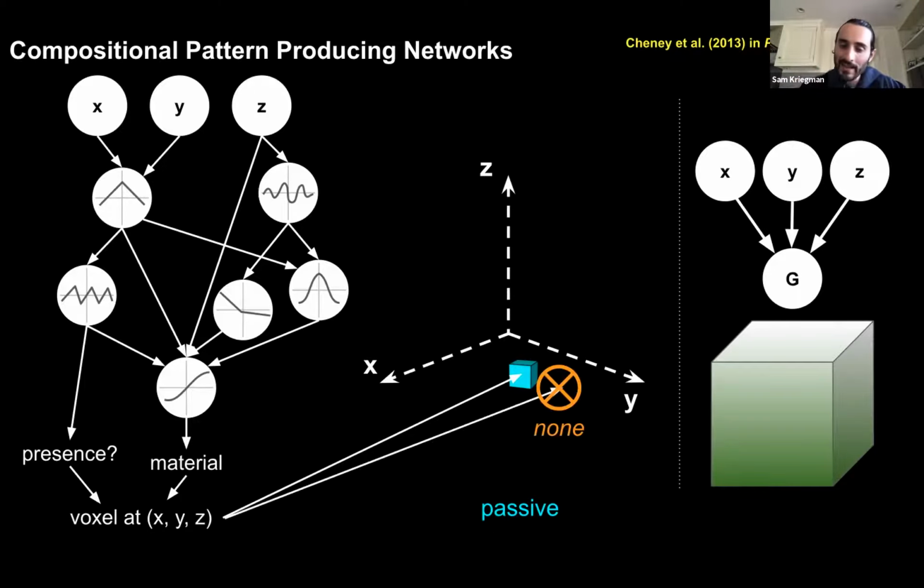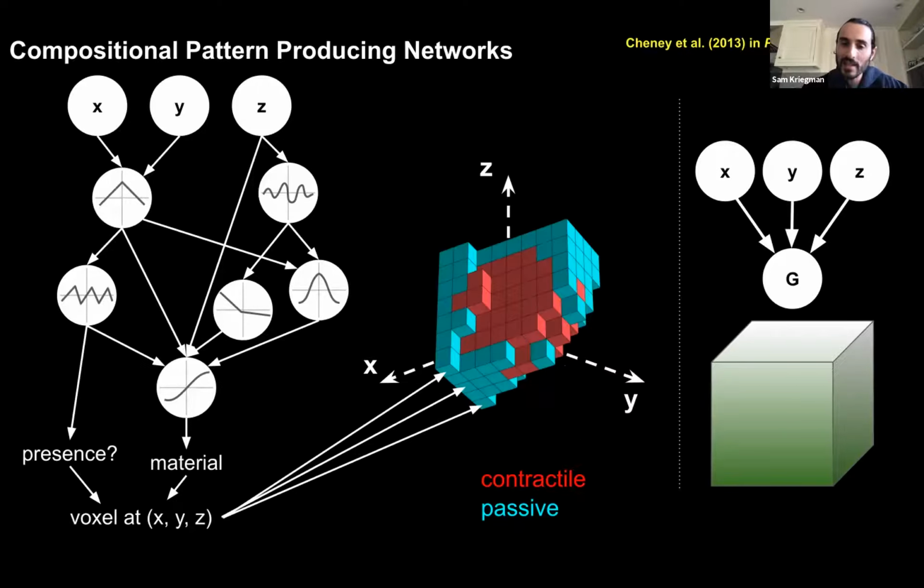Query the network again at the next coordinate, and it says no. At 1, 2, 0, there is not any material there, move along. And we do, and we query the whole space, and it tells us where to place contractile and passive voxels. And because the input space is the physical coordinates, the output is correlated in space. So that gives us some nice regular patterns that are good candidates for transferring AI designs to physical artifacts like robots or computer designed organisms.